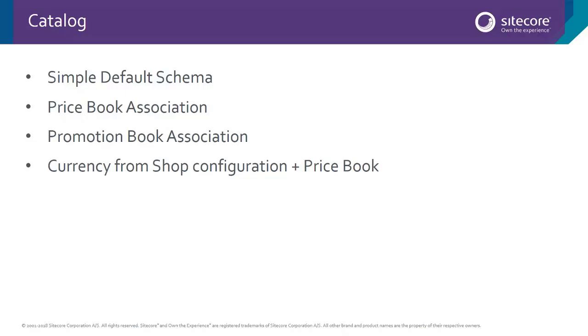Same goes for promotions. You can manage your promotions in a reusable set called a promotion book, and then associate that to catalogs. Say, create a Christmas promotion set, and then reassociate that every holiday season as a starting point. Currencies are no longer managed at the catalog level as they were in previous versions of Sitecore's Commerce product. You now configure currencies at the shop level, and that flows down to the catalogs and pricing features.